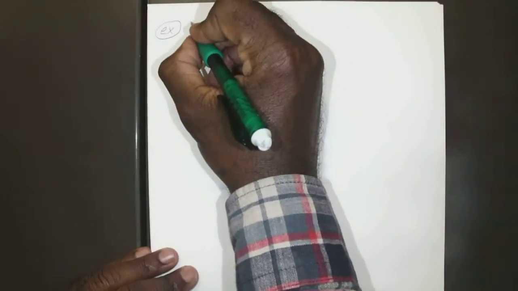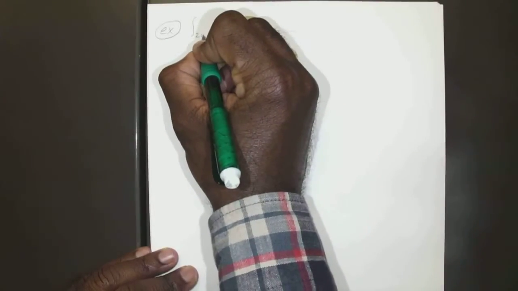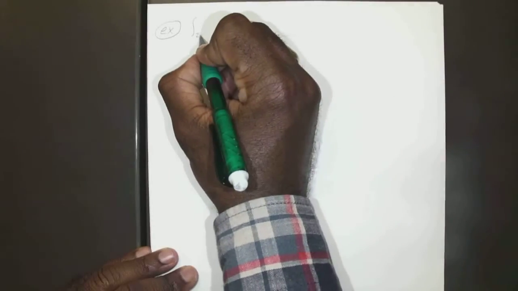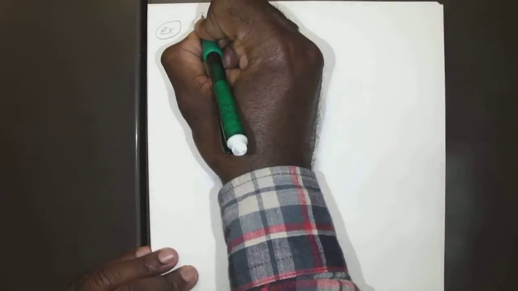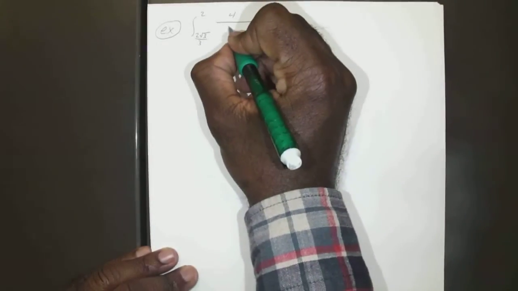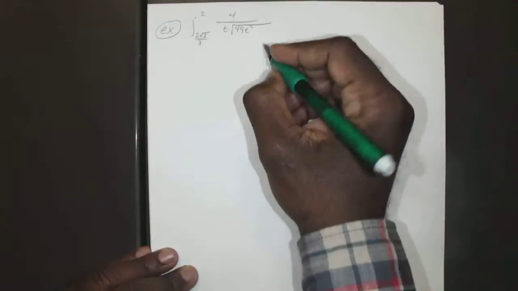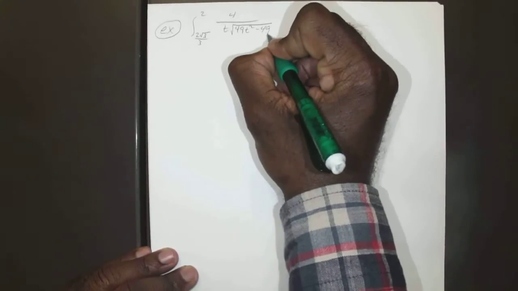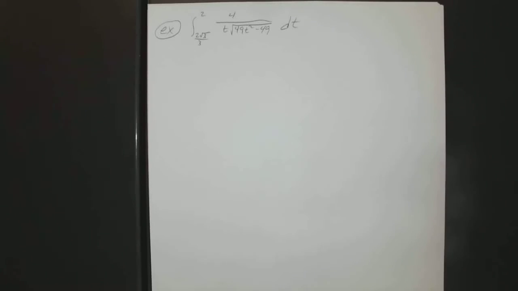Okay, so for example here, we're going to integrate from 2 square root of 3 over 3 to 2. Integrate 4 over t times the square root of 49t squared minus 49 with respect to t.